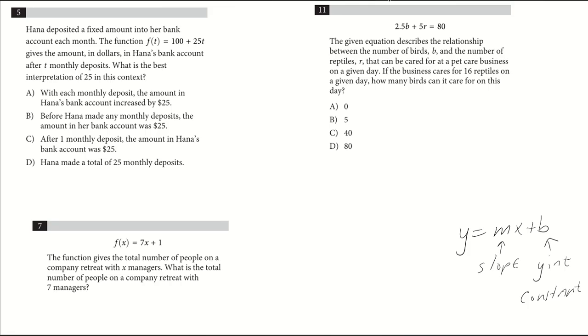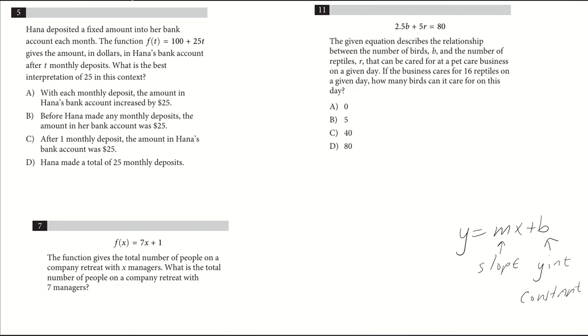So we're looking at a real world context. We have to take that into consideration. Number 5 says Hannah deposited a fixed amount to her bank account each month. The function f of t, again, this is still linear, just in function notation, equals 100 plus 25t, gives the amount in dollars in Hannah's bank account after t monthly deposits. What is the best interpretation of 25 in this context? So the first thing you want to do is identify, is this the slope or the y-intercept? Take a minute and see if you can figure this out.